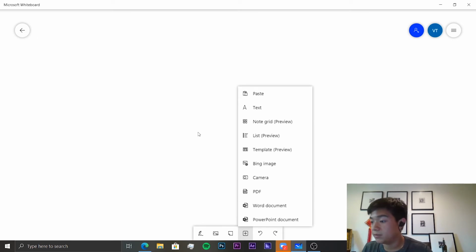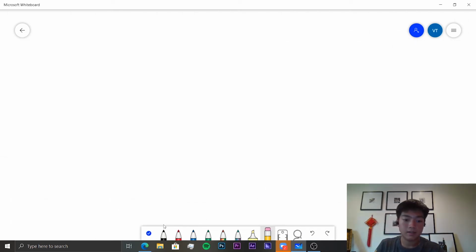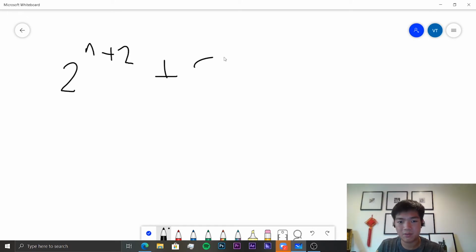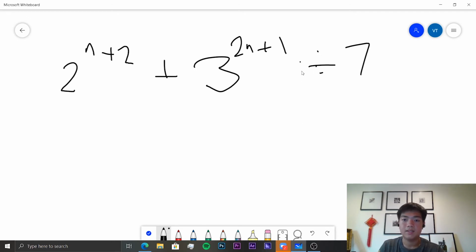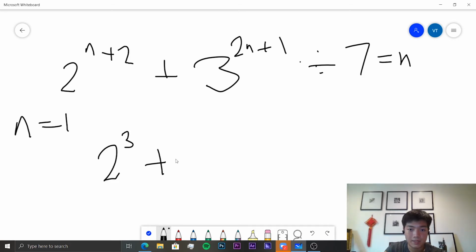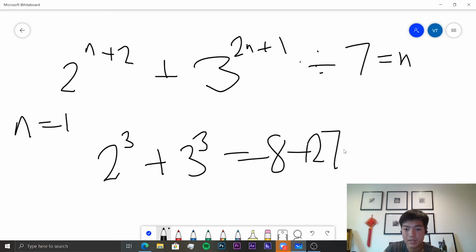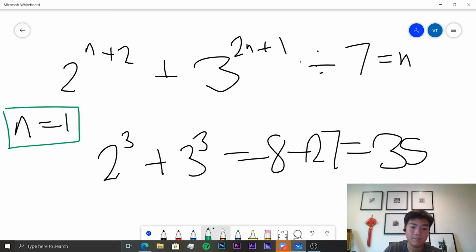So we want to prove that 2 to the n plus 2 plus 3 to the 2n plus 1, as long as n is a positive number, is divisible by 7. So, yeah. So let's prove this for the case that n equals 1 first. So 2 to the 3 plus 3 to the 3 is equal to 8 plus 27 is equal to 35, and 35 is divisible by 7. So we've proved the basic step.